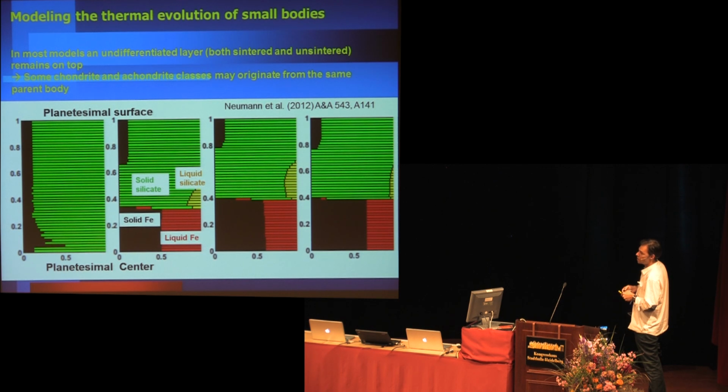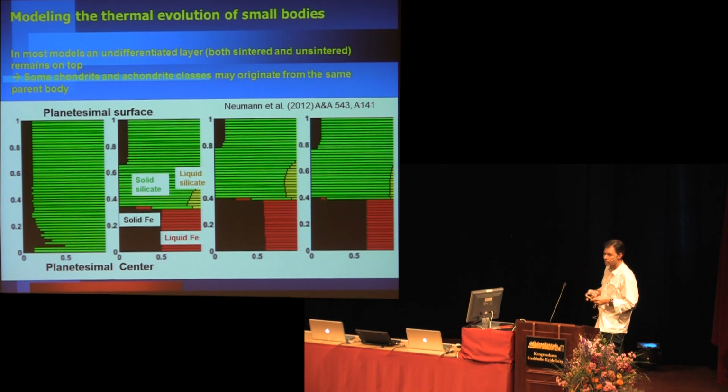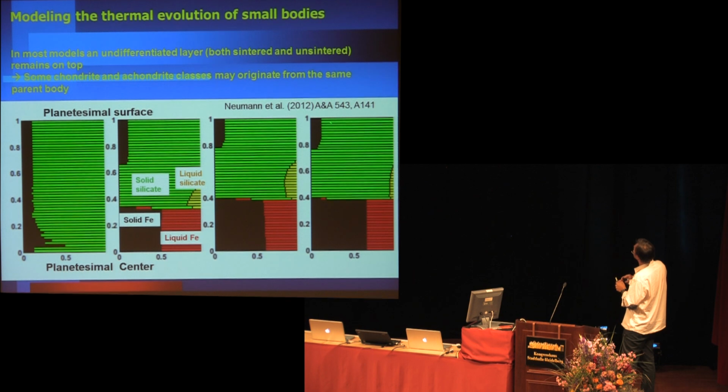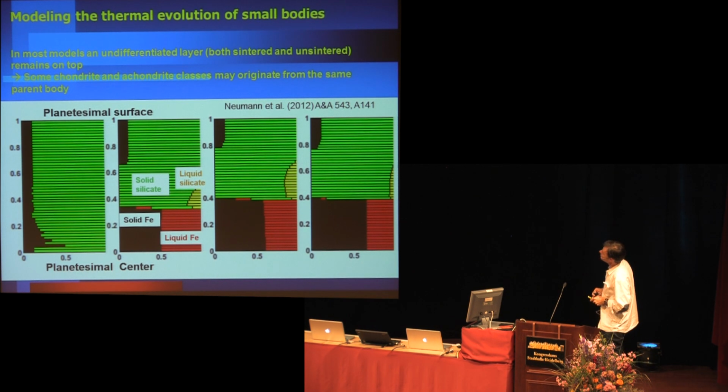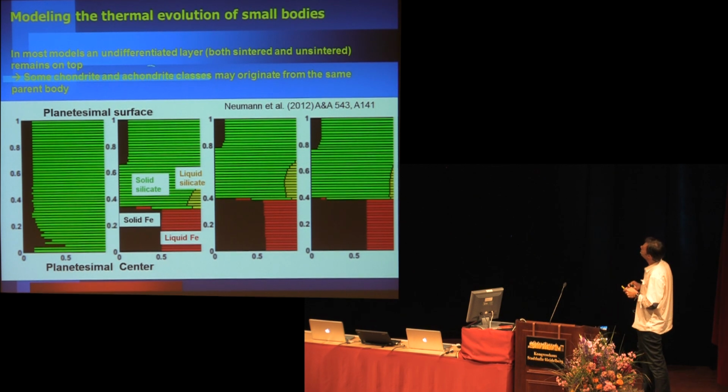Well, this is a snapshot at a time when there's no more segregation of silicate and metal. And at that time, of course, some of the iron is still liquid, some of the silicate is still liquid, but of course that solidifies upon further cooling. Now, but in all cases, you observe a layer on top which did not differentiate, which is partially sintered and partially not sintered. But the not sintered layer is much thinner at the surface. And this means, or opens the possibilities, that some chondrites and achondrite meteorite classes may indeed originate from the same parent body.